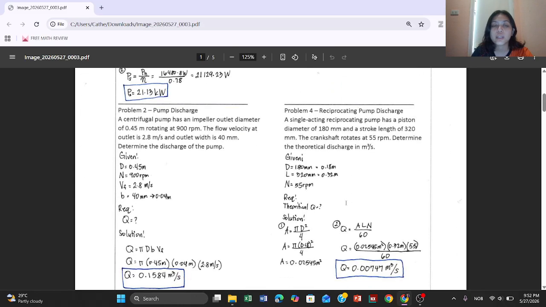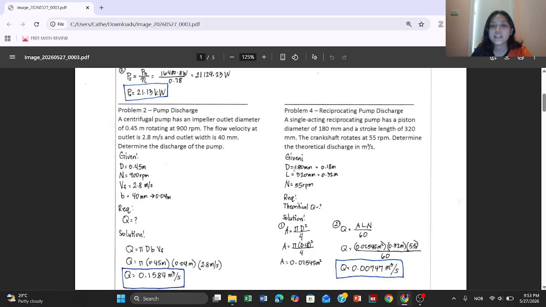Next is problem number 4, about reciprocating pump discharge. The problem is a single acting reciprocating pump has a piston diameter of 180 mm and a stroke length of 320 mm. The crankshaft rotates at 55 rpm. Determine the theoretical discharge in cubic meter per second.